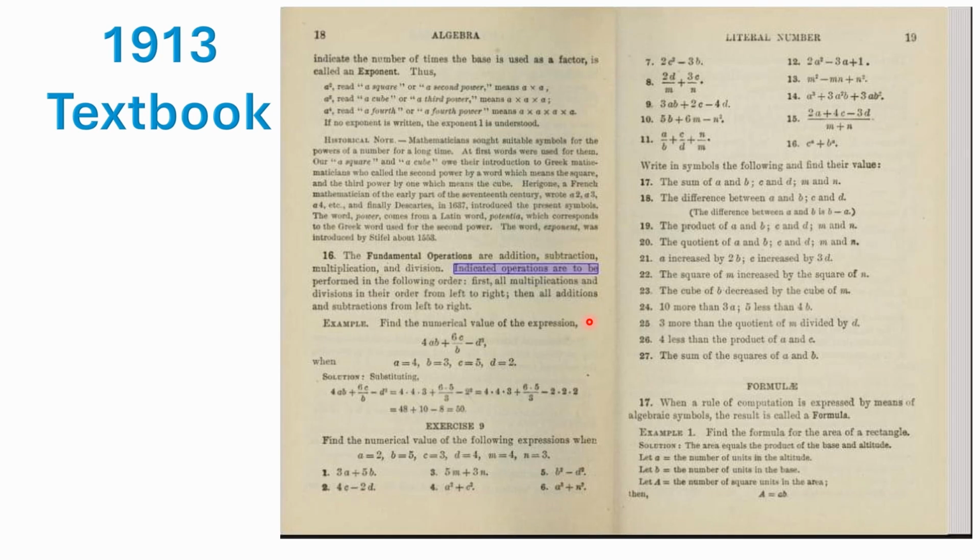So that's the 1950s. You can even go to a 1913 textbook here. The fundamental operations are addition, subtraction, multiplication, and division. Indicated operations are to be performed in the following order. First, all multiplications and divisions in their order from left to right, then all additions and subtractions from left to right. So I'd say it's pretty clear between these books, 1922, 1950s, 1913.